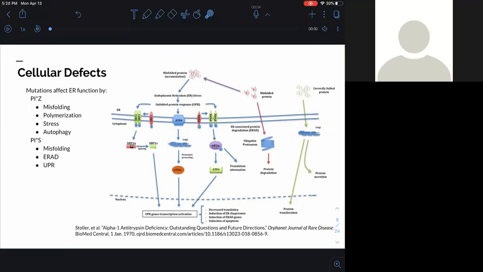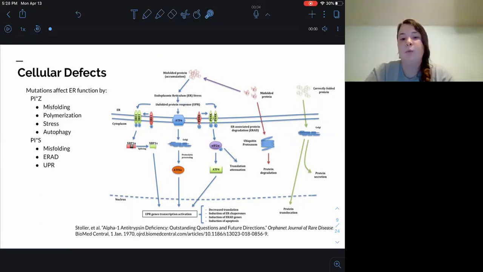IRE1 protein dimerizes, which removes a small intron of the transcription factor X box binding protein 1, represented as XBP1U, that is then converted to XBP1S, which acts as a transcriptional activator. ATF6 is cleaved and activated in the Golgi apparatus to yield a transcription factor, ATF6C, that migrates to the nucleus, which activates the transcription of UPR target genes.